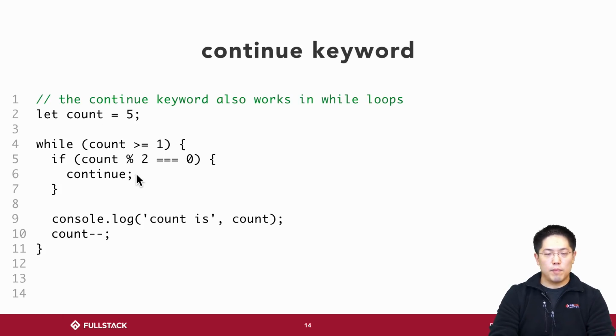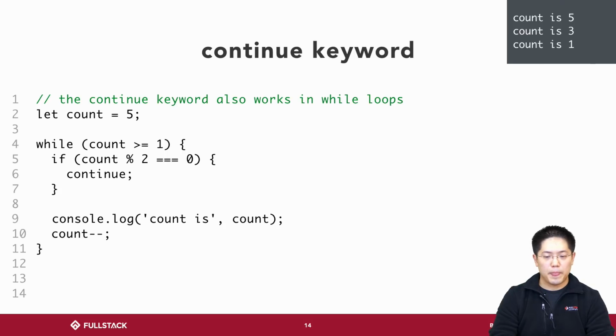So what this is saying: if count mod 2 equal to 0, continue. And what count mod 2 equal to 0 means, it's a programmer's way of saying if count is an even number. Because what this says is that if the number that you give me divided by 2 has a remainder equal to 0, then that evaluates to true. And then here console log count is count. So here we should expect to see 5, 3, and 1. Because when it's 4, this operator here is mod, 4 mod 2 is 0, and then we'll continue in that case. So here we should see 5, 3, and 1.